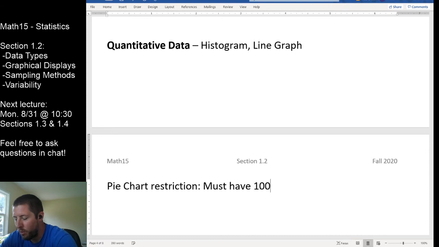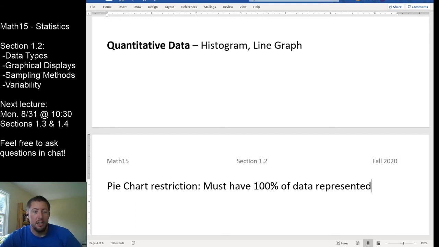So pie charts must have 100% of the data represented. That's not the case in other charts. In other charts, we can, in a sense, just leave off other information. We probably want to indicate that it's not there, but pie charts literally just don't make sense if you don't have all 100% of your groups represented.